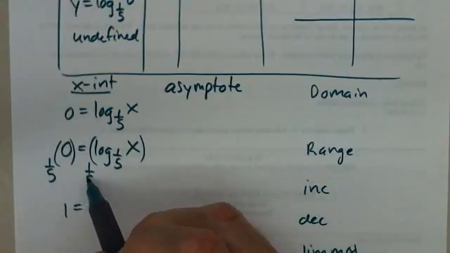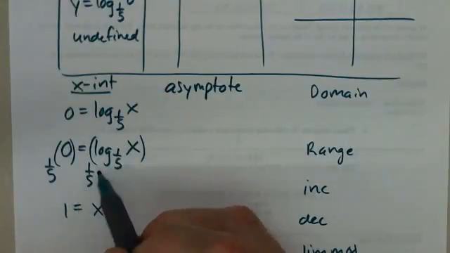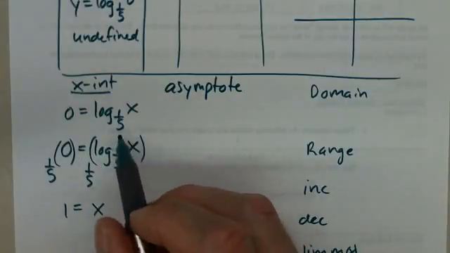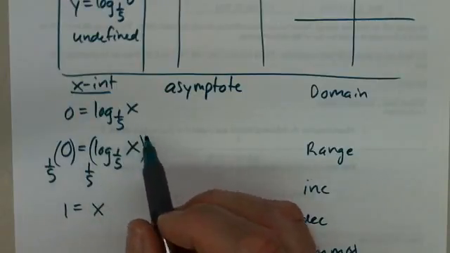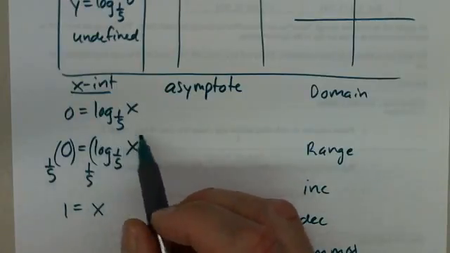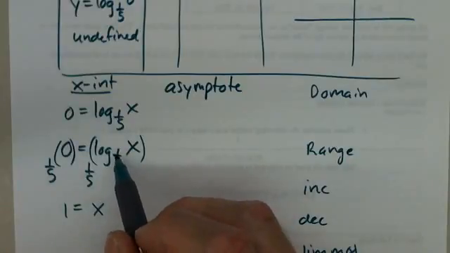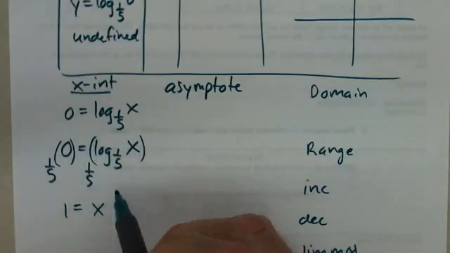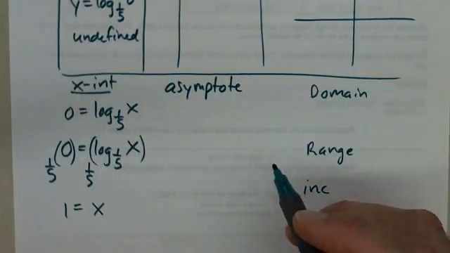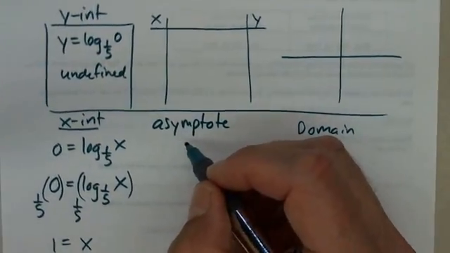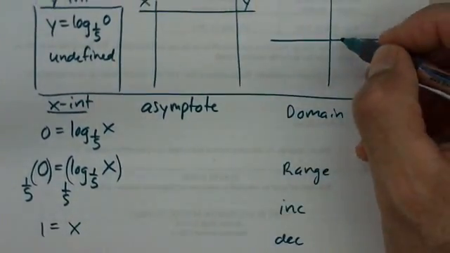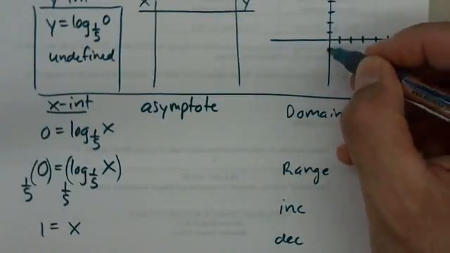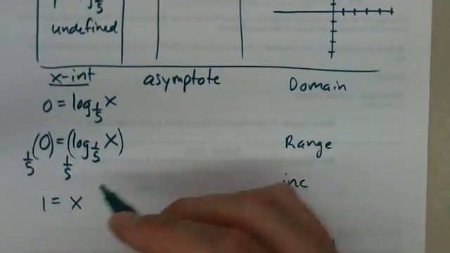But I don't want you to think that we just cancel, like draw a line like it's division. This is not division. This is saying here is an exponent of 1/5. We don't know what this is. But whatever number it is, when we raise 1/5 to that power, the answer is x. Let's wait until we do the graph for the asymptote. So right now we have an x-intercept of 1.